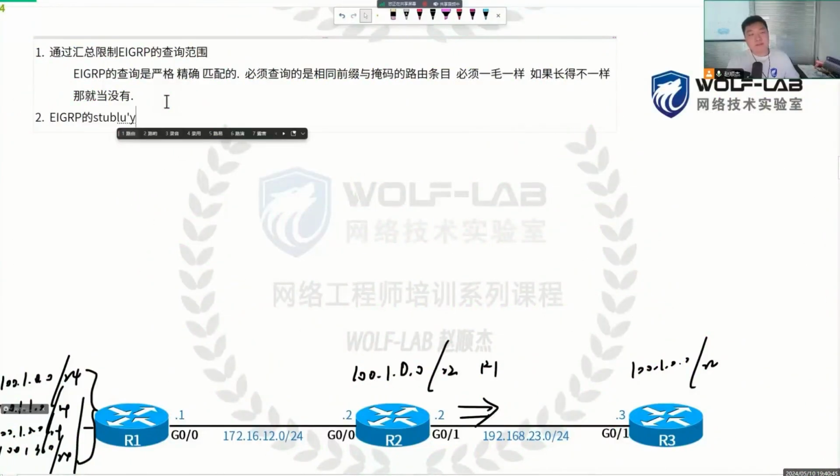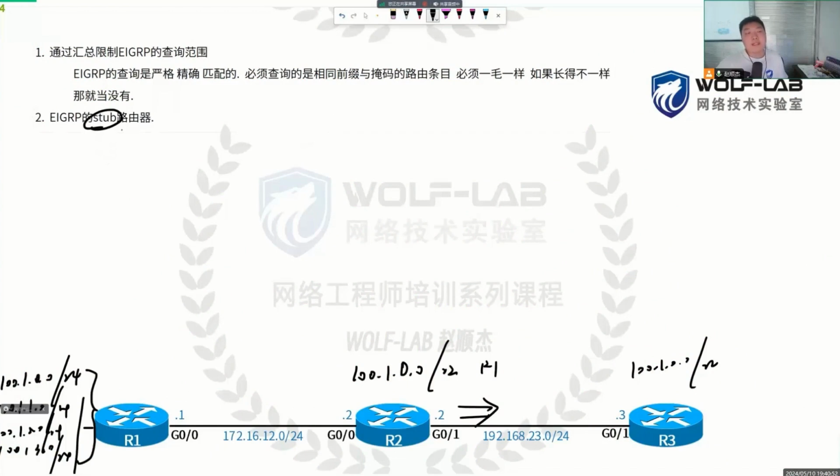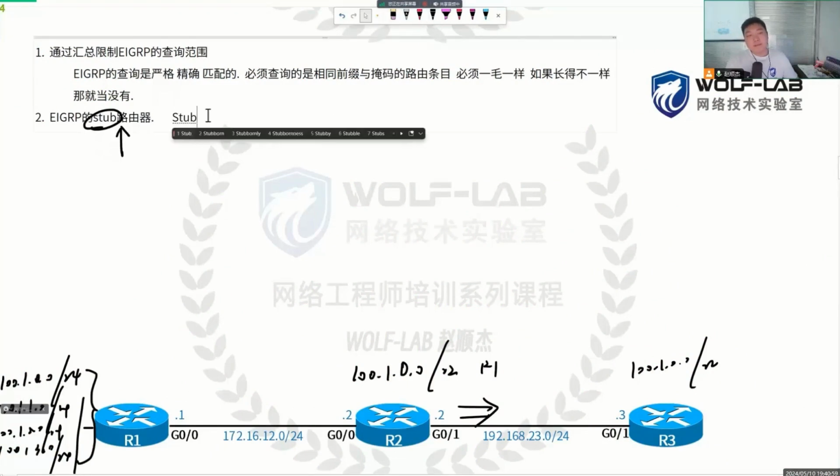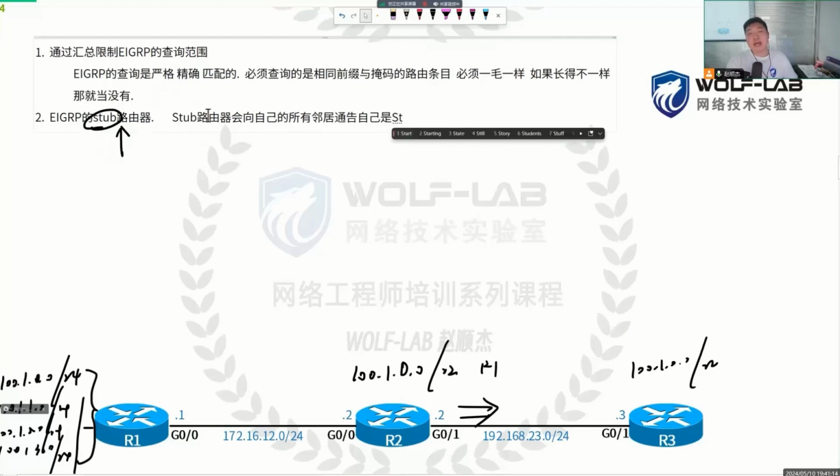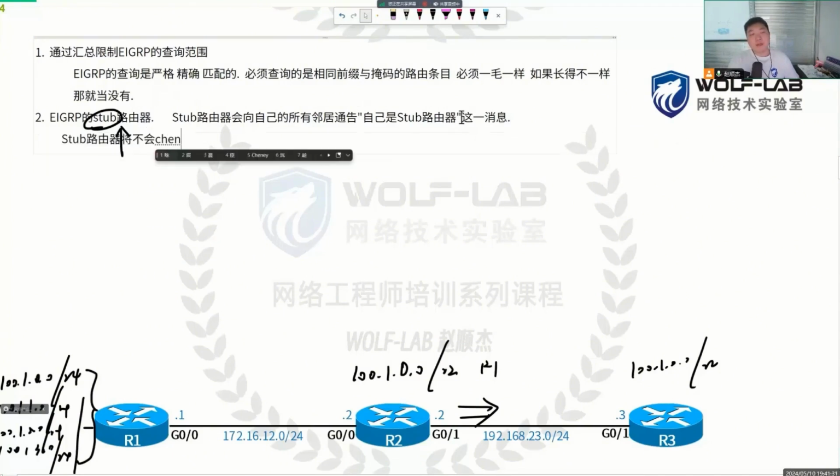The EIGRP Stub Router. Students, we can configure an EIGRP router as a stub router. What are the characteristics of this stub router? The stub router will announce to all its neighbors that it is a stub router. This message means that the stub router cannot become a target of queries. It will not become a target of queries.